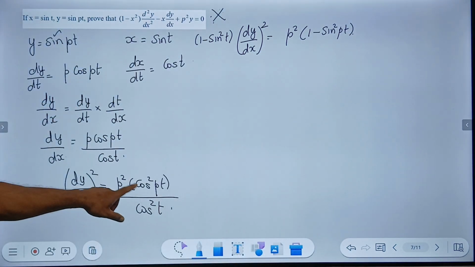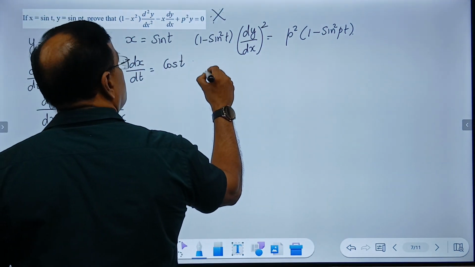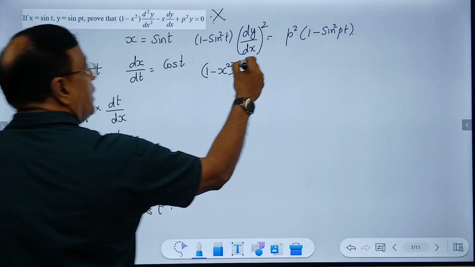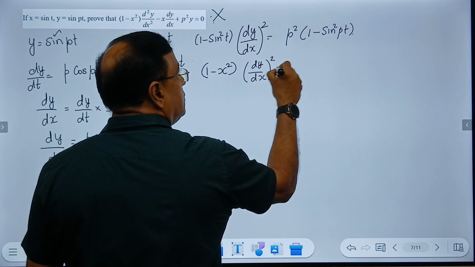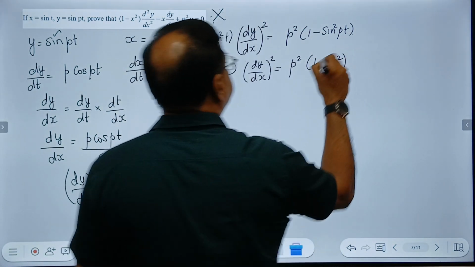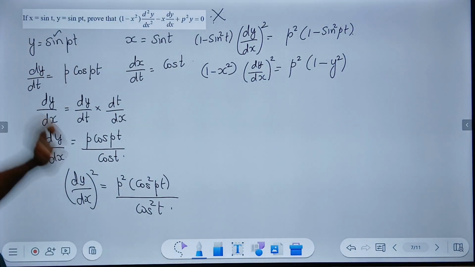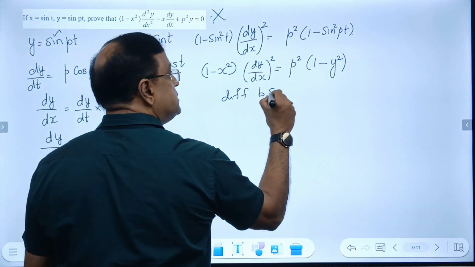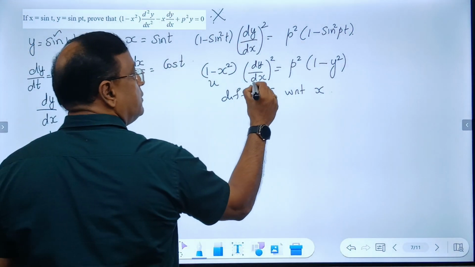Cos square t is 1 minus sine square t. Now clearly you can see this is 1 minus x square because x is sine t, and this is dy by dx the whole square equal to p square into 1 minus y square. I am replacing sine pt by y. Now again differentiate. This is easy. Differentiate both sides with respect to x. This is u and this is v.